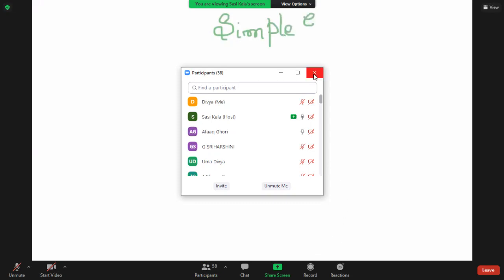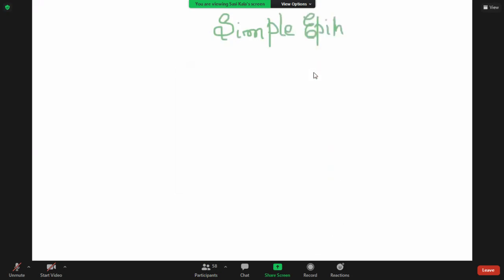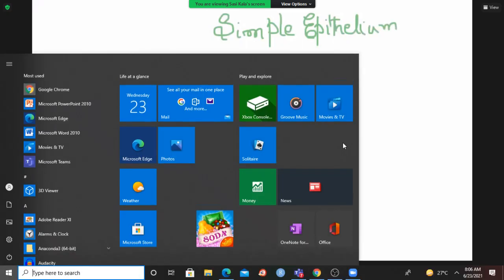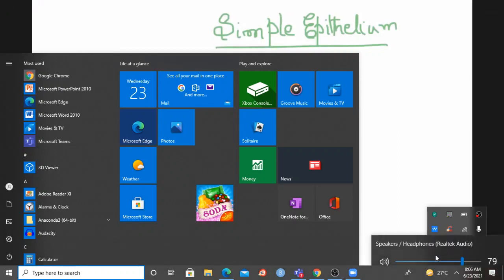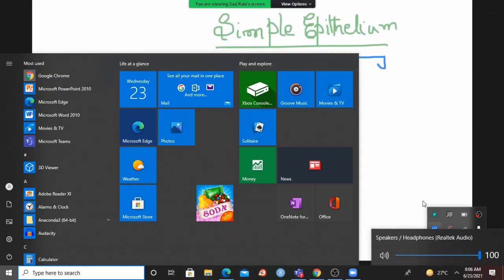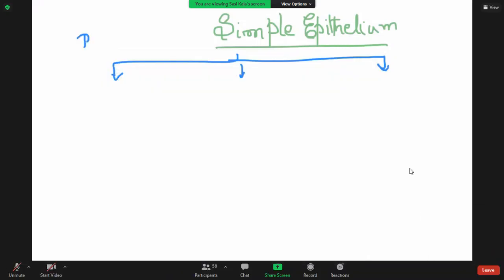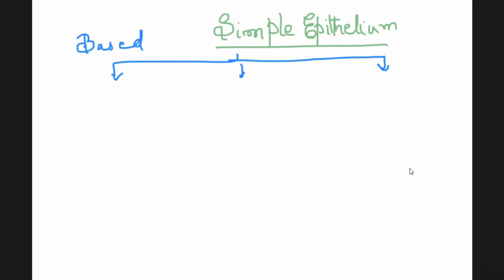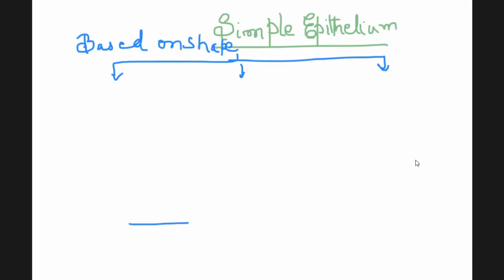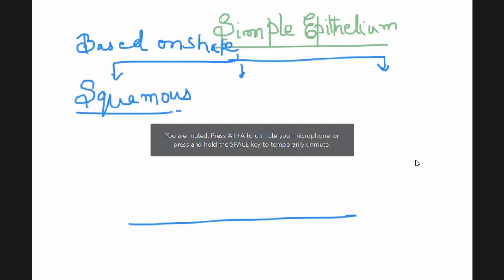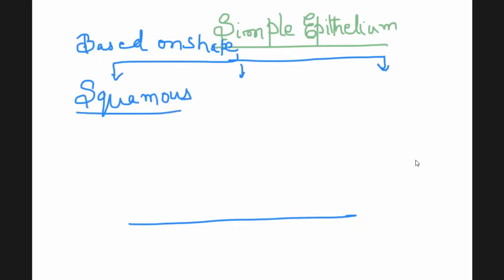So we are learning about simple epithelium. Epithelium is of 3 types based on the shape of cells. One single layer of cells stands on a basement membrane. Then, if the cells are very flat, like tiles on a floor, like this.